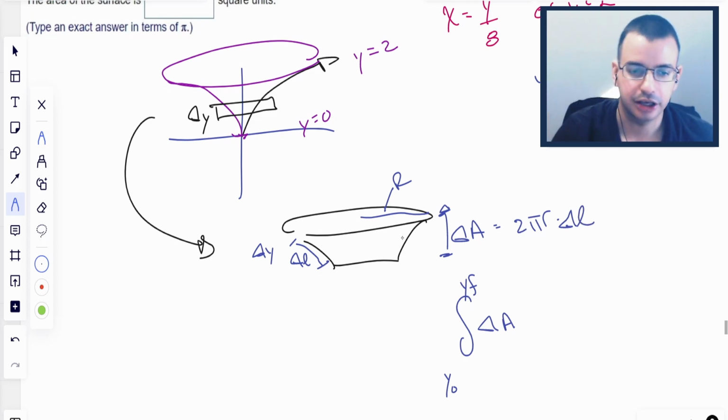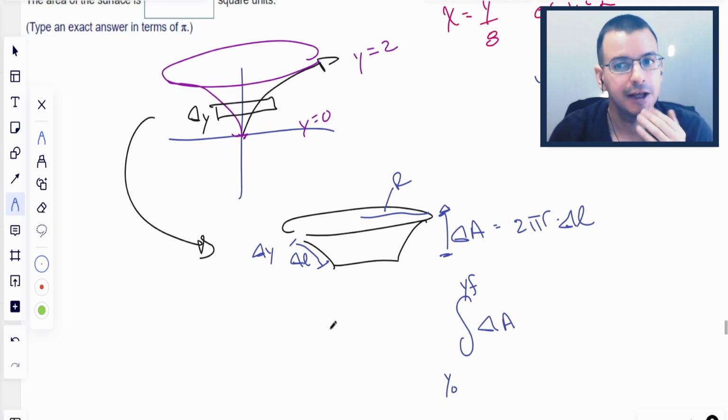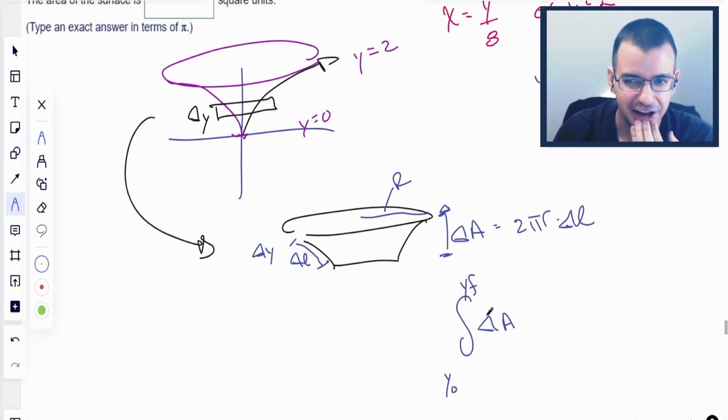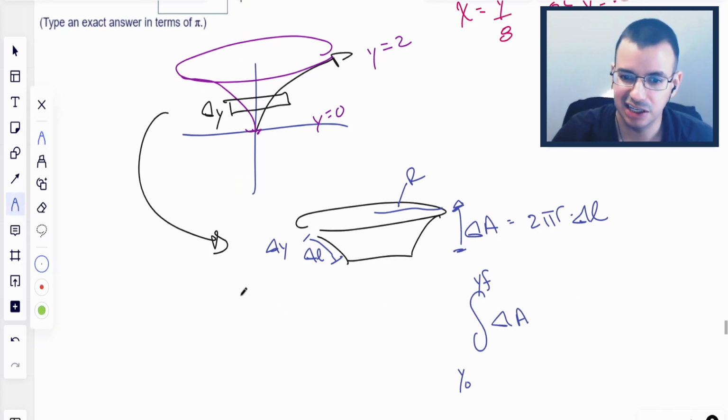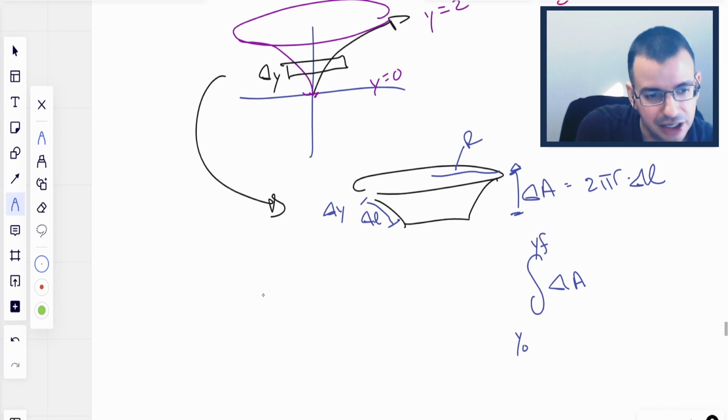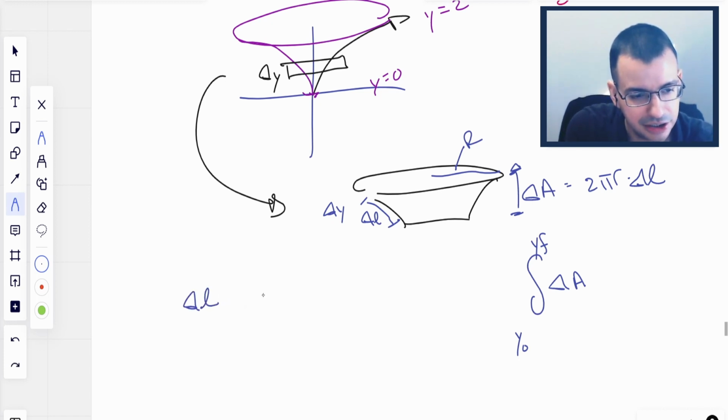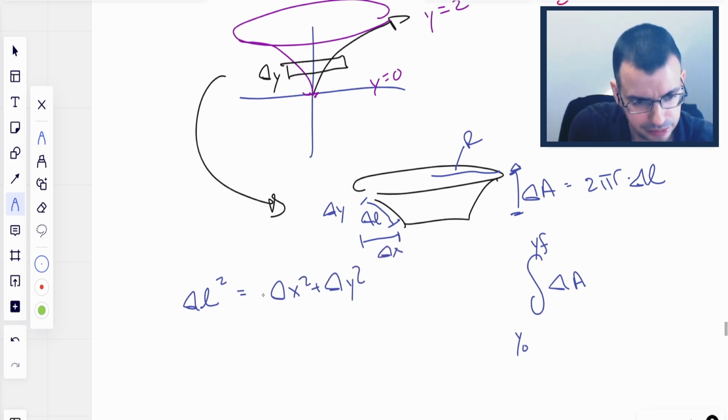Delta L is the arc length. You might think like, well, if it's really small, it kind of is the same. No, we can't actually do that. I understand the feeling, but that's not going to work. So we're going to have to do like the hypotenuse here, which is exactly what we're going to do next. So we're going to look and see, all right, what is delta L? So I'm going to say that delta L is just the hypotenuse. So delta L squared is going to be delta x squared plus delta y squared.